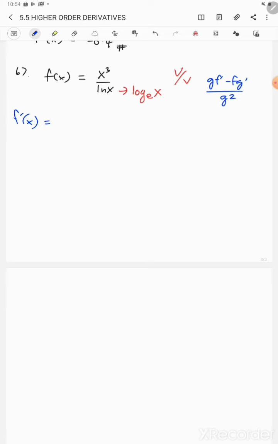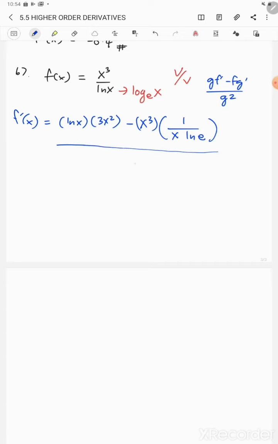What we get is, our g now is ln x. f prime we get 3x squared, minus x cubed, because f, and then g prime is the derivative of ln x. ln x is actually log x base e. So you copy whatever is in the log, x, and then ln e, differentiate x, we get 1. And then we divide by g squared, meaning ln x squared.